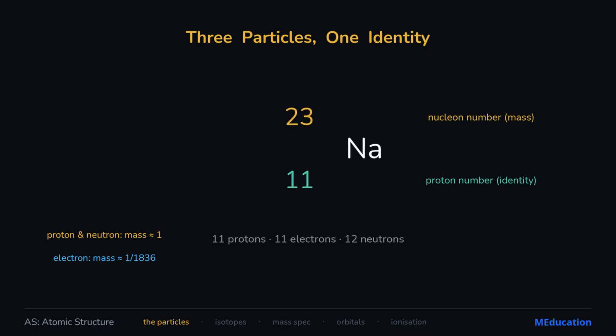Two numbers capture it all. The proton number, bottom left, is the element's identity card. It never changes without changing the element. The nucleon number, top left, counts protons plus neutrons, the atom's mass. A neutral atom has equal protons and electrons. Knowing these two, you can read off every particle in the atom.